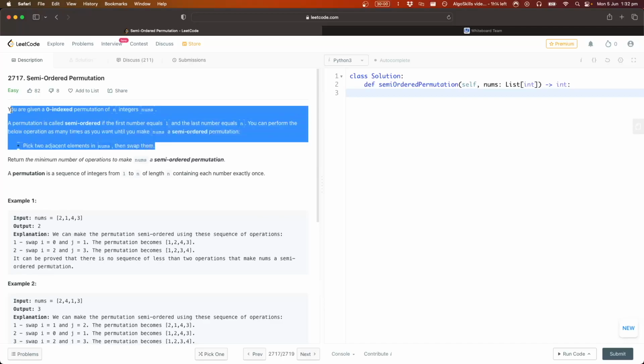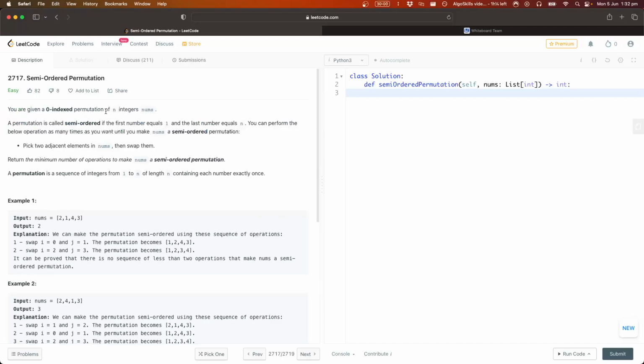From what we've read so far, we have this list of numbers which likely will not be in the correct order. And then we just need to swap them until we can get 1 in the first position and n in the last position. So that's all it is. It's just a matter of swapping some numbers around so we can meet this criteria. What we're going to return is the minimum number of operations, so the minimum number of swaps to make nums a semi-ordered permutation.